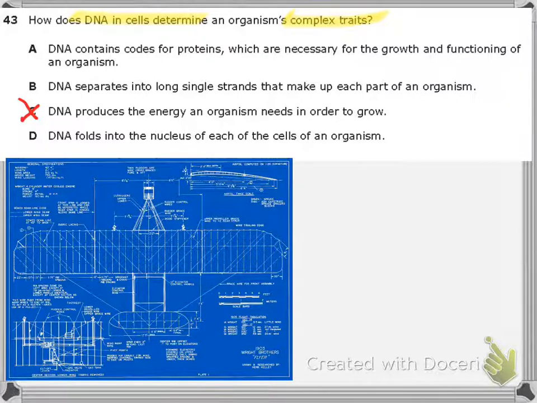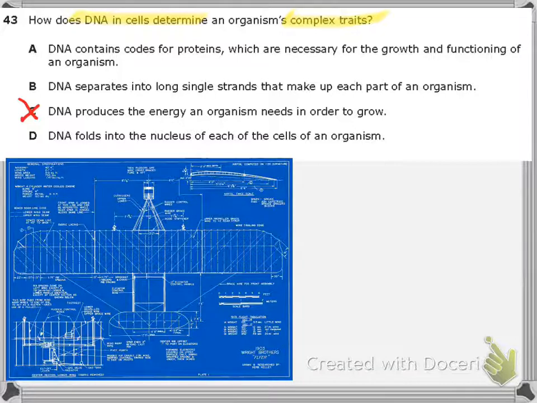Okay, let's look at B. B says DNA separates into long single strands that make up each part of an organism. Okay, that's saying your entire body is made up of DNA. Well, you're not made up of DNA. You know, it's in the nucleus, but your whole body, your arms, your legs, your feet, your toes, that's not made up of DNA.